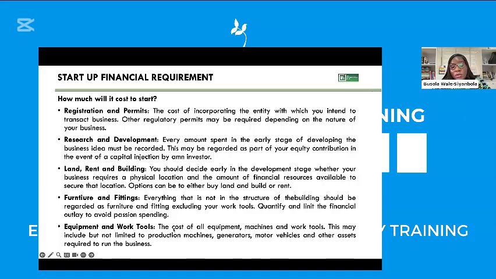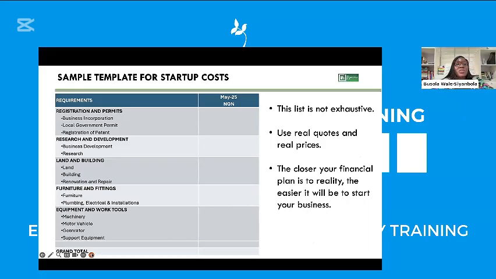So equipment and work tools, the cost of all equipment, machines, and work tools. This may include, but is not limited to, production machines, generators, motor vehicles, and other assets required to run the business. So up on my screen is a sample template that you can use in capturing your startup costs.